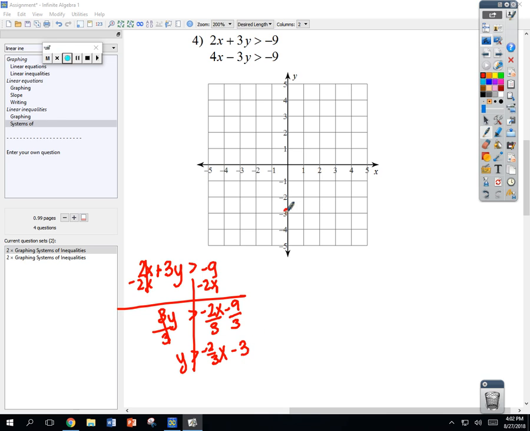So my starting point's at negative 3. My slope is negative 2 over 3. And this is a dashed line because it doesn't have or equal to. And y is bigger, so I'm shading above. So here's my y-intercept. I'm going to this side of the line.